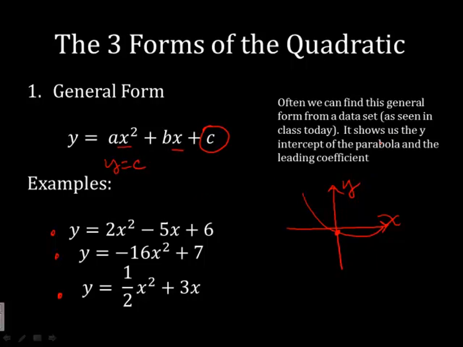I also state that you have a leading coefficient here, and if you can remember back from a previous chapter, the leading coefficient tells us the vertical dilation of our parabola, so whether or not it's skinny or a little bit wider. So that would be two benefits to the general form, not to mention that this is often what we can find from a data set.